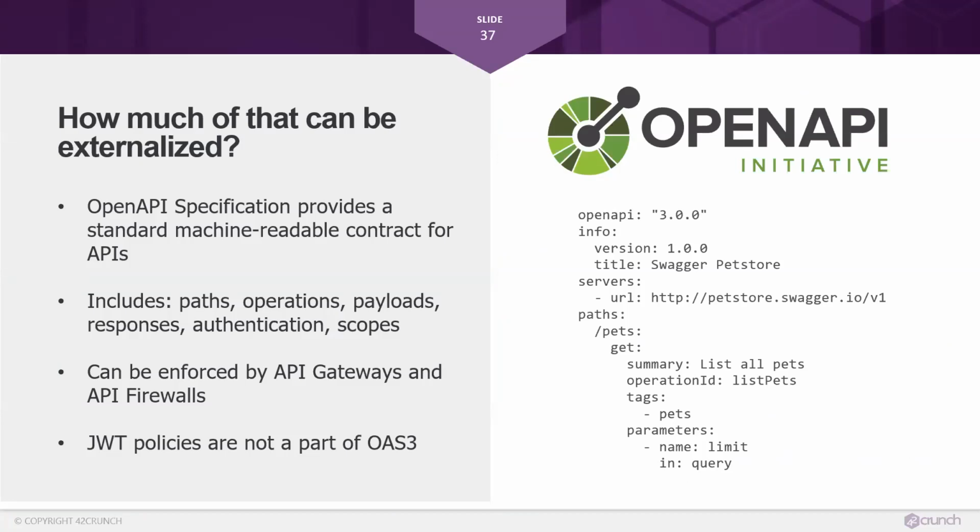Actually, in OpenAPI, there is nothing to describe JWT, how you should build up your JWT so that it can be consumed by the server, by the API backends. We're just working on that at the moment. So we are part at 42Crunch of the OpenAPI initiative, and we are proposing at the moment a bunch of extensions that will allow for describing the requirements for JWT directly in the OpenAPI file.